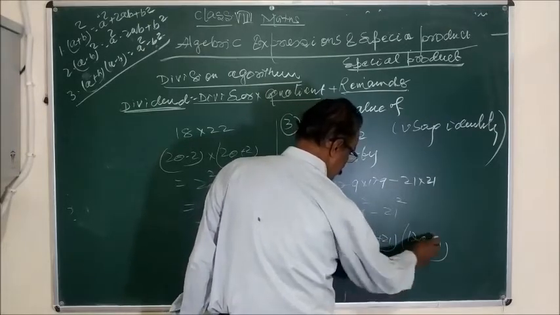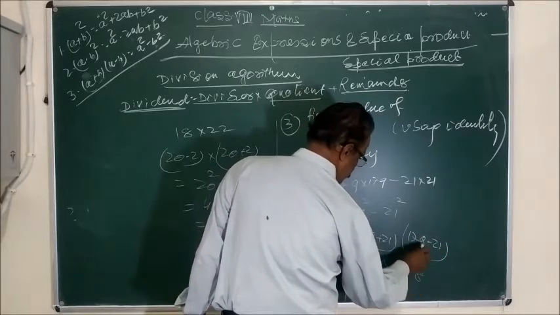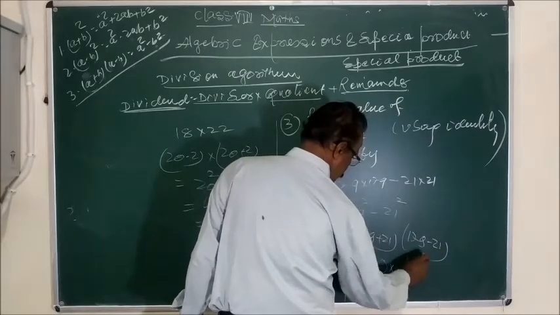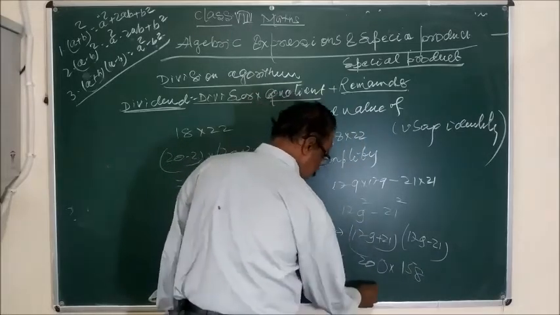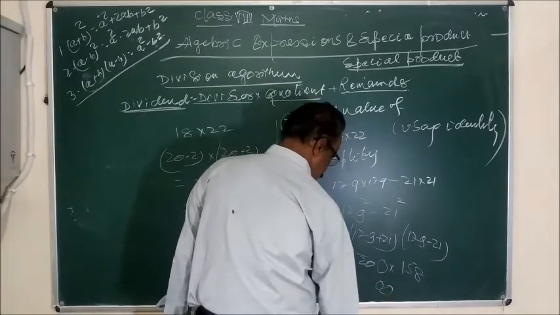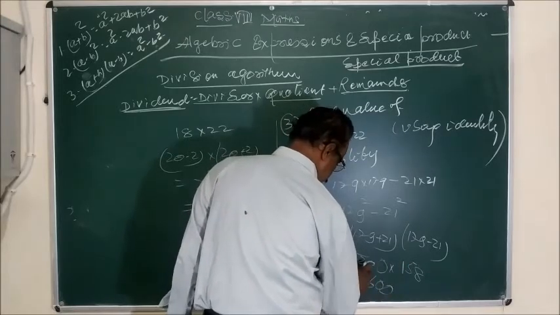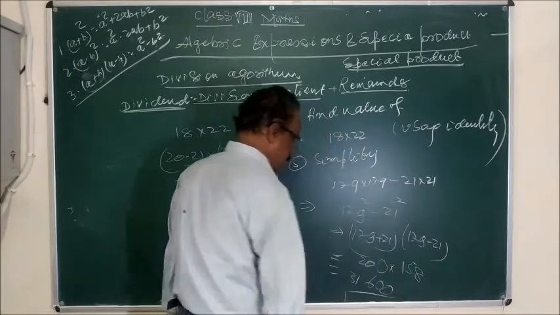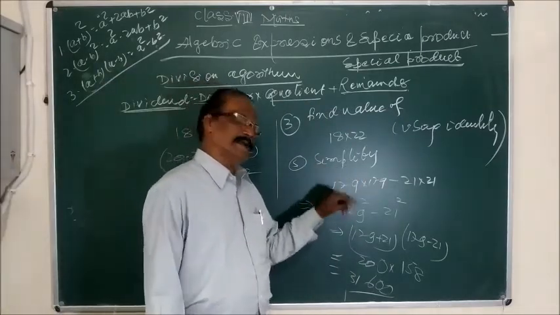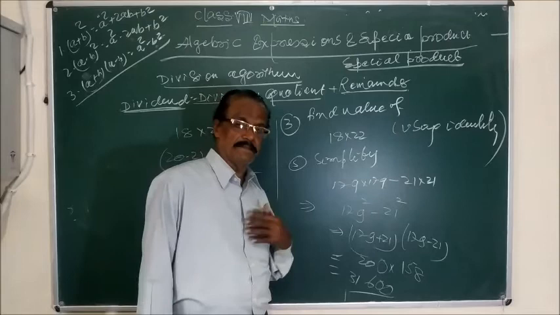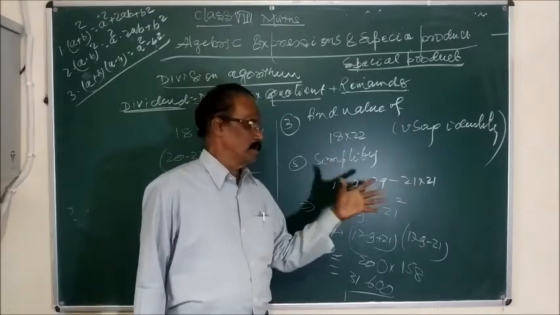179 plus 21, you can find the sum, very simple, 200. And this will be 179 minus 21: 9 minus 1 is 8, 7 minus 2 is 5, and this is 1, so 158. And now you can multiply, you will get the answer. 200 into 158 is 31600. This is the answer.